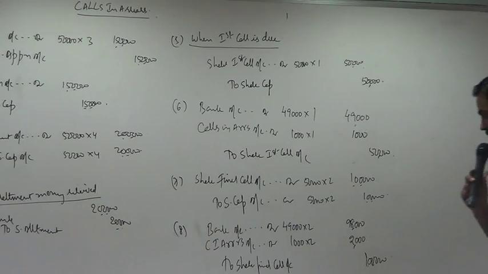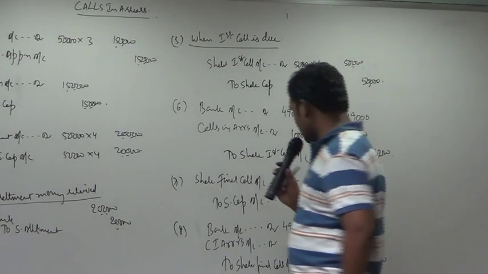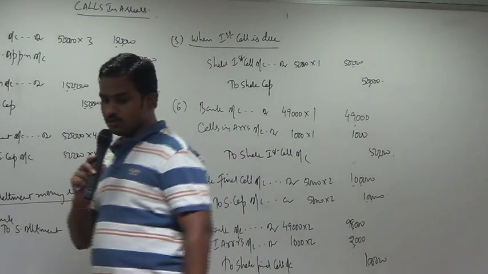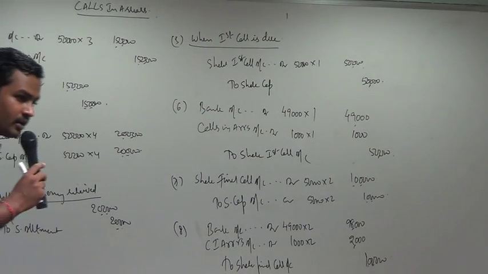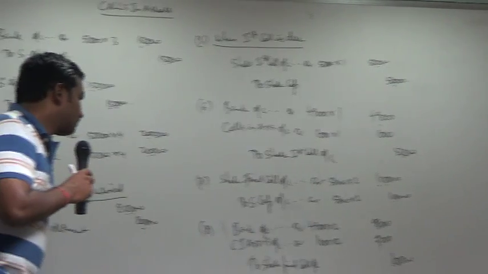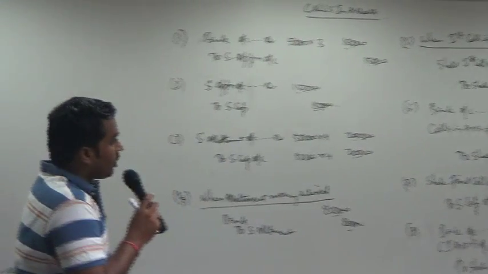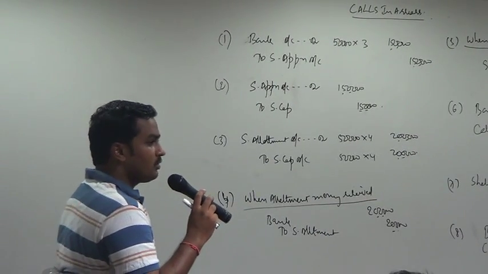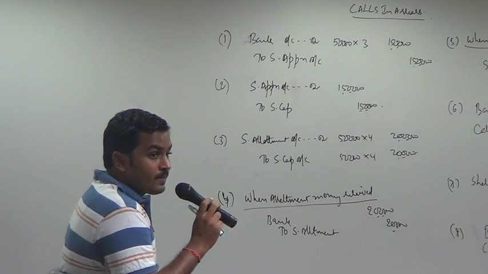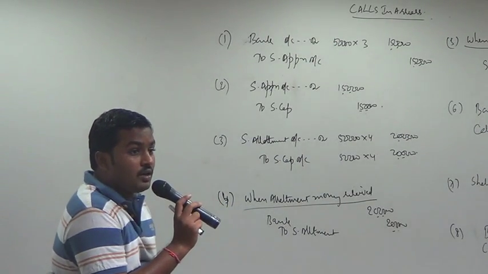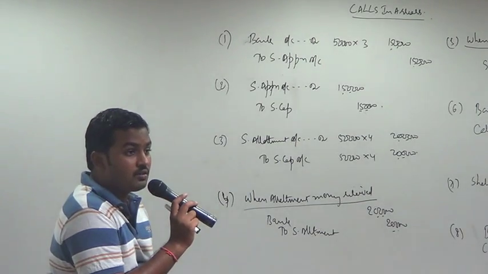Bank account debtor 49,000 into 2, 98,000. Calls in arrears account debtor 1,000 into 2, 2,000. To share final call account 1 lakh. Did you all complete it? Continue. Now, calls in arrears register is showing a debit balance of 3,000: 1,000 for first call and 2,000 for final call.